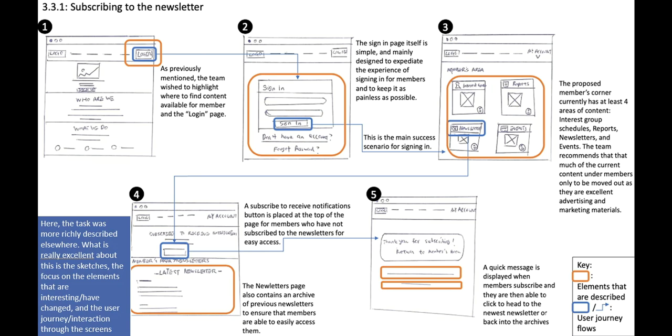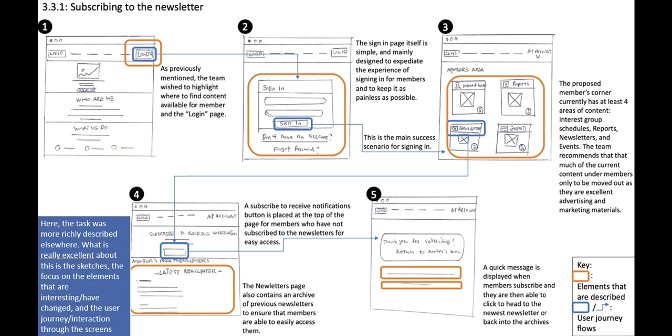In the first page here, at top left, click on the login page. As previously mentioned, the team wishes to highlight where to find content available for members, and on the login page, they then go to a sign-in page. The sign-in page itself is simple and mainly designed to expedite the experience of signing in for members and to keep it as painless as possible. Click on sign in. Once you've logged in, this is the main success scenario for signing in. Then you go to the third stage.